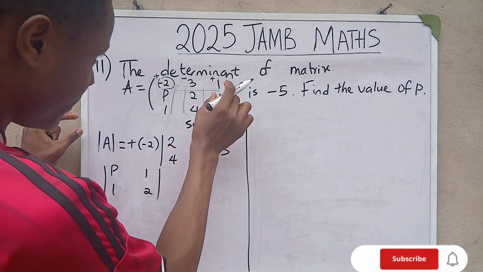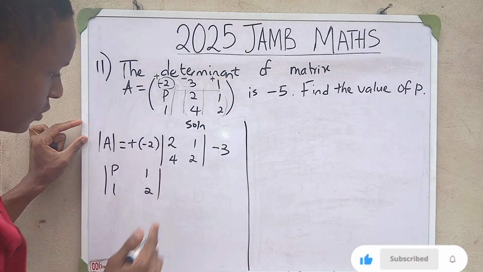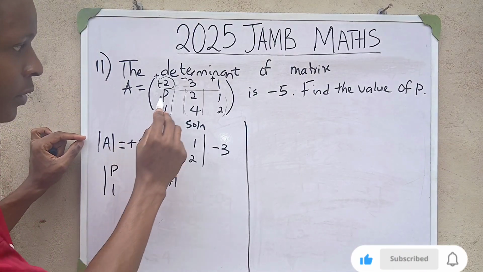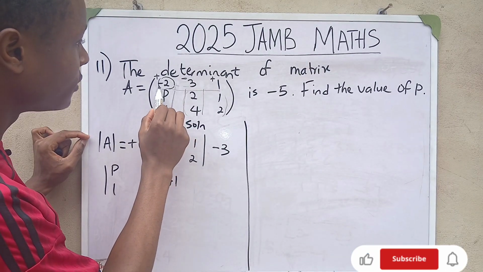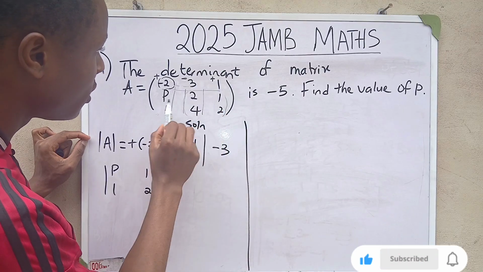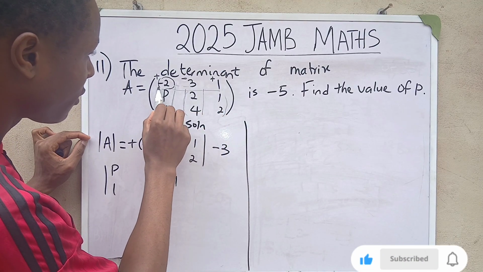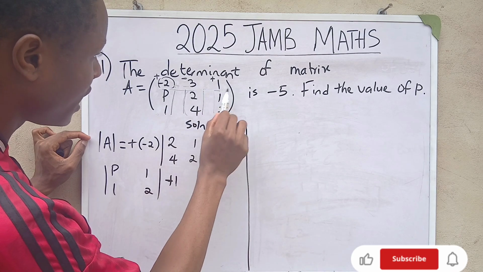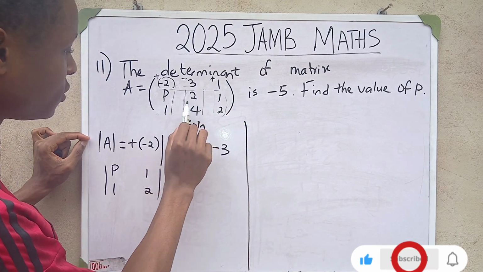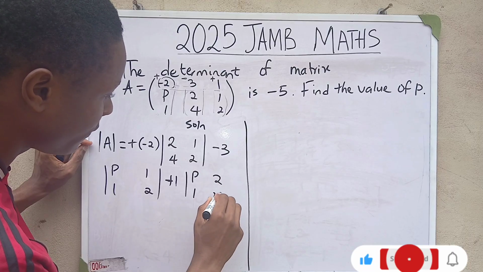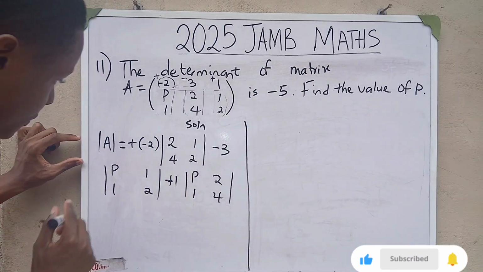Now we do the same for the last element of this row. So we have plus 1. Now we cover the row and the column. What will be left is P, 2, 1, 4. So remember, we are covering here and here out. So what we are left with is P214.